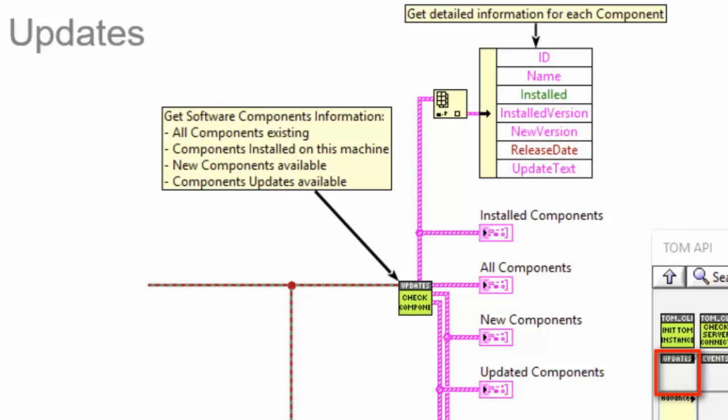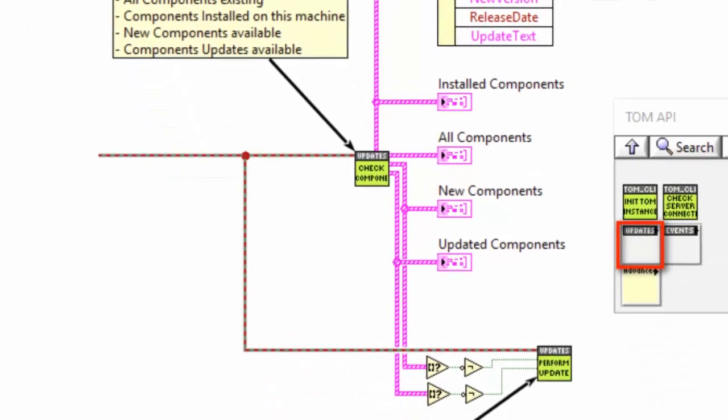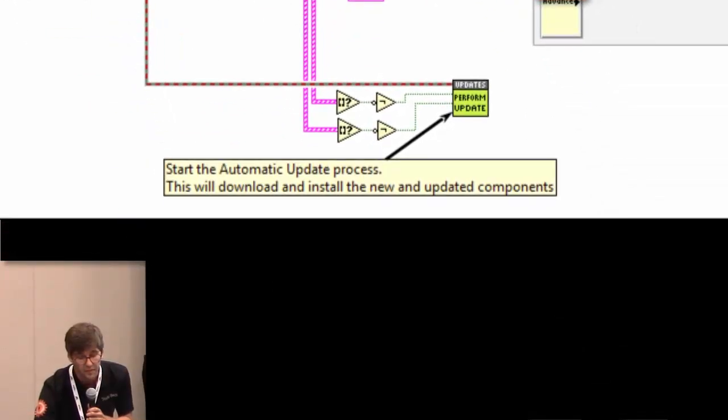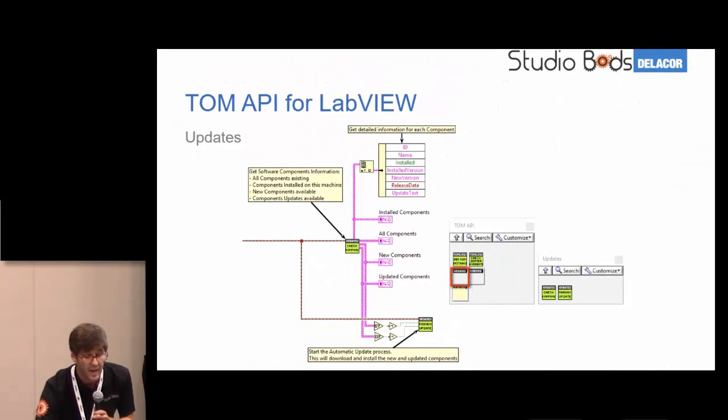And for each component, I get all the detailed information: the release date, the update text, whether it's installed or not, etc. And then we use the perform update VI to install the new components and/or update the components.